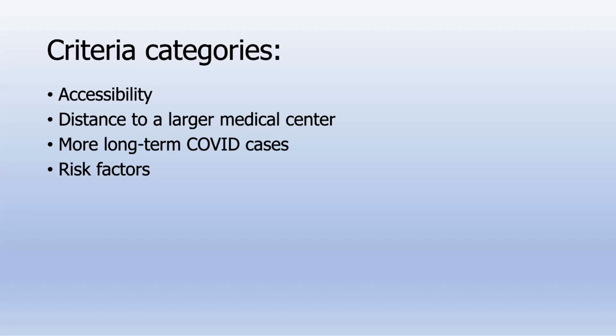Additionally, the center would be sited in an area where there are more long-term COVID cases. This would maximize the center's capability and allow more people to get to the center in time. For the purposes of this project, due to sparse data, this category was approximated by risk factors. Risk factors also make up the fourth category, as those who are more likely to get long-term COVID may be more in need of post-acute COVID services.